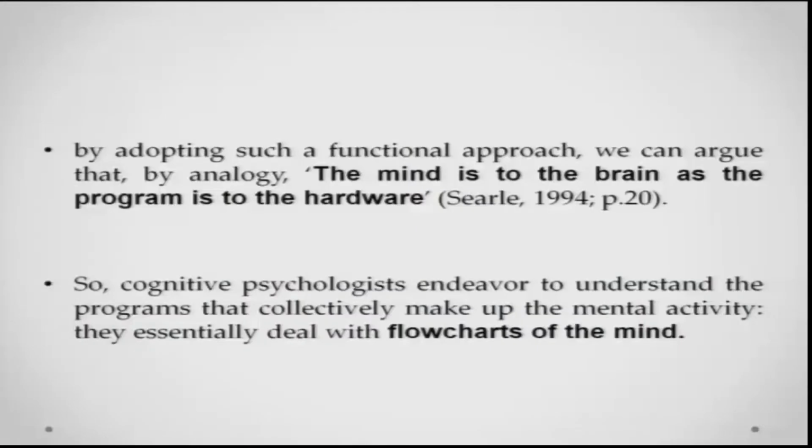Cognitive psychologists endeavor to understand these programs. They want to understand the programs that collectively make up mental activity, which can be described as the flow charts of the mind. What all things happen, what all decisions take place in the mental states that lead to particular kinds of behavior. Say for example, you might be feeling sad, that sadness leads you to feeling hungry, and if you are hungry you overeat, things like that. This is the general level of explanation, the general currency of conversation that cognitive psychologists engage in.